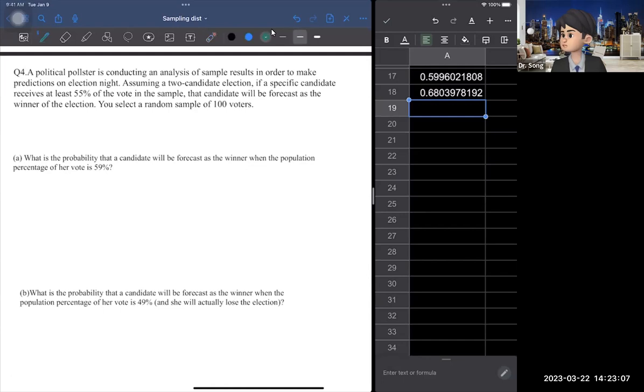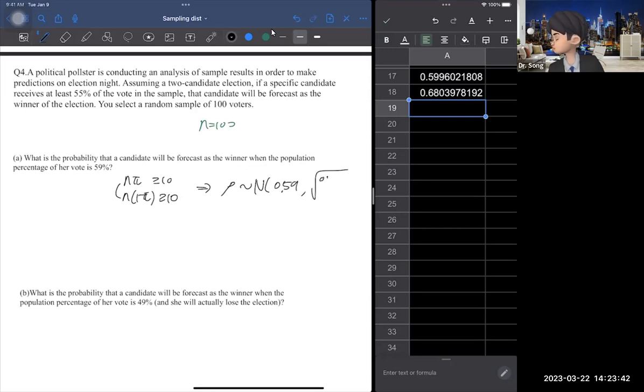So we know that the sample size is 100, but we don't know the population proportion. But from the first question A, you get to know the population proportion is 59%. So in that case, you can check the n times pi and the n times 1 minus pi, but of course they are greater than or equal to 10. Otherwise, we cannot go forward. So this condition is satisfied, and we can say that sample proportion P follows a normal distribution with the mean equal to 0.59, and standard deviation is square root of 0.59 times 0.41 divided by 100.